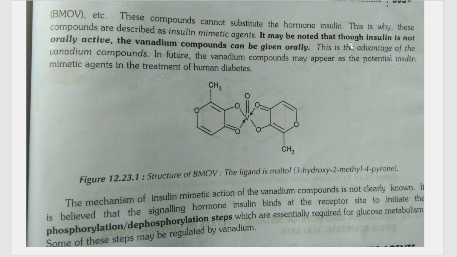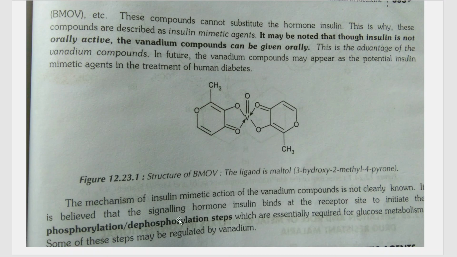It may be noted that though insulin is not orally active, that is, you cannot give insulin orally, these vanadium compounds can be given to the patient orally. That is, a patient suffering from diabetes can orally consume this in the form of pills or syrup, etc. So this is one of the advantages of vanadium compounds. There's a lot of future for this vanadium compound. It is administered orally, and these vanadium compounds appear to be potential insulin mimetic agents in the treatment of diabetes.